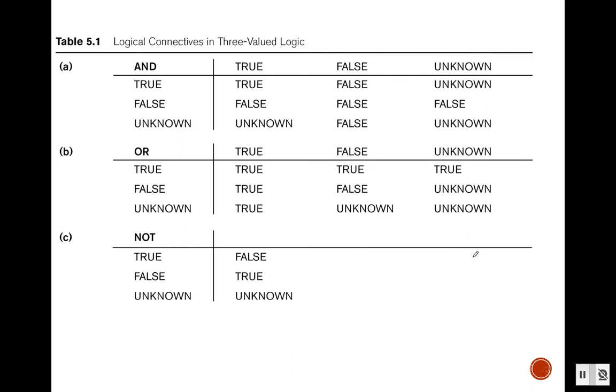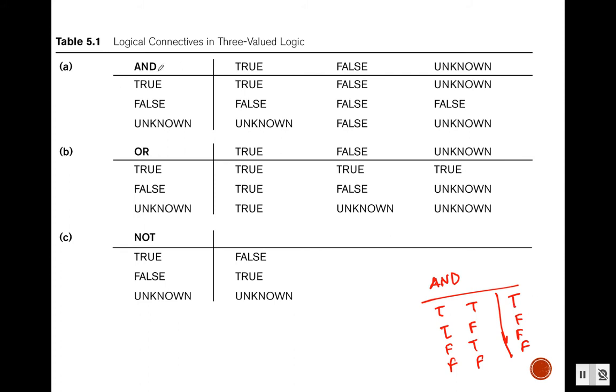We know how the AND operator works with true and false. For the AND operator, only if both of them are true, the value will be true. If any of the conditions is false, this is going to be false.